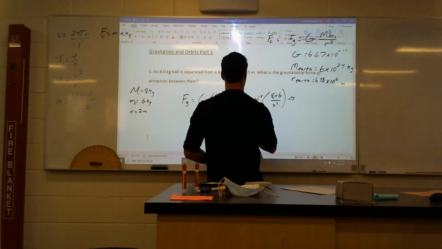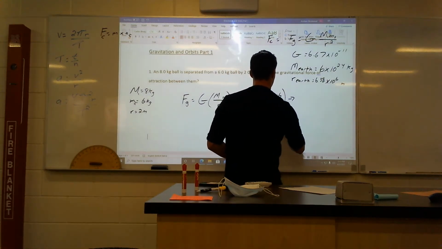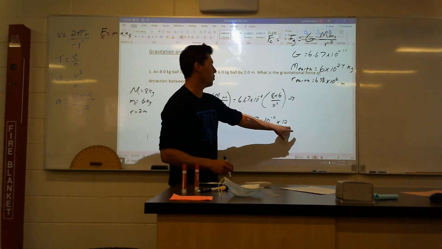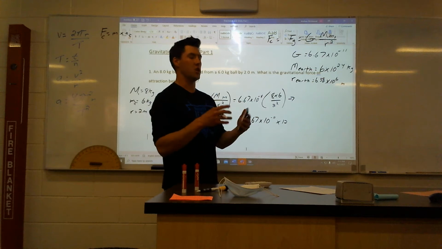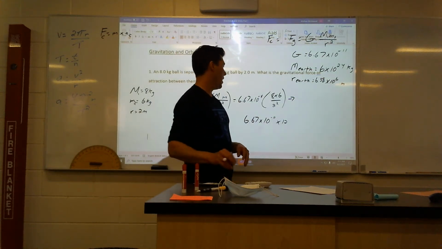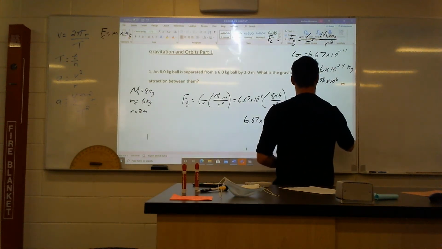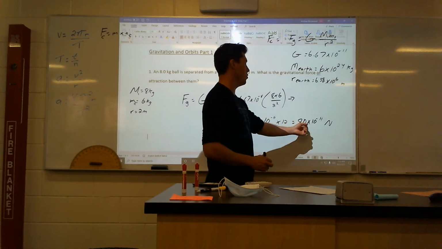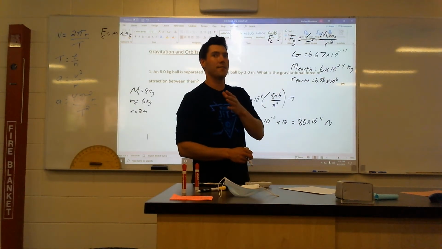So now I have 6.67 times 10 to the negative 11 times 12. Well, how do I do this? Just go 6.67 times 12. We'll leave this alone for now, and then we'll recalculate it using scientific notation after. So 6.67 times 12 gives me 80. 80 times 10 to the negative 11 newtons. So that is basically 80, and then move the decimal point over 11 spots.